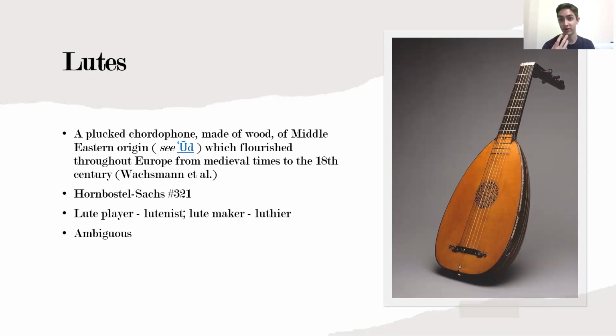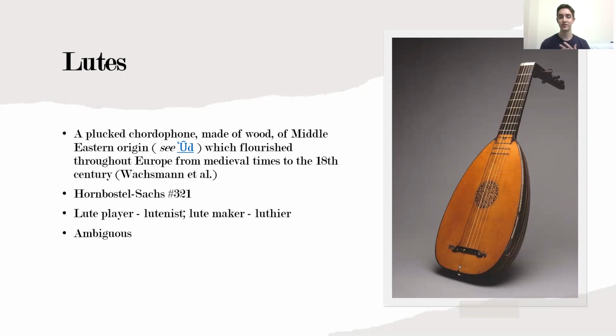It's number 321. And because of its very vague and very broad definition, it is grouped together with a violin and a guitar. They're all considered types of lutes. So a violin is a bowed lute. A lute player is a lutenist, while a lute maker is a luthier. A luthier is still a term used today, and it is used within the violin world. So people who work on violins and make violins are considered luthiers.